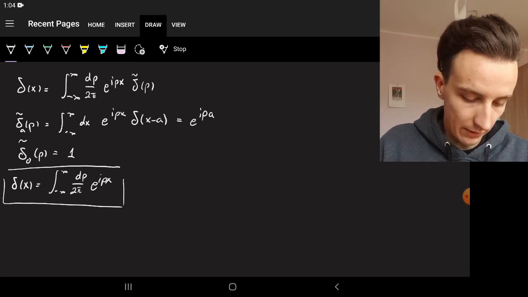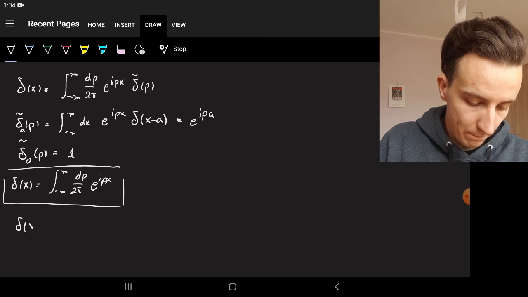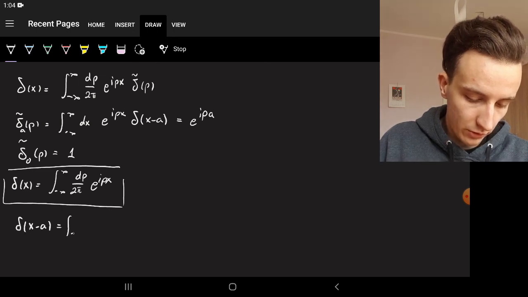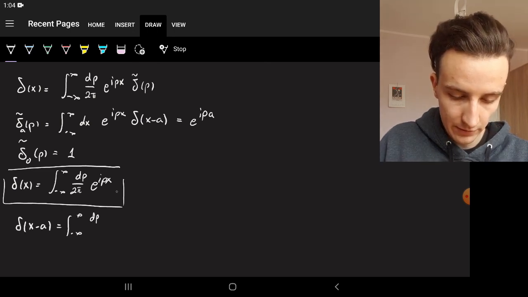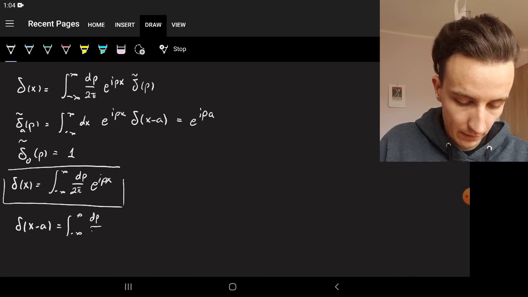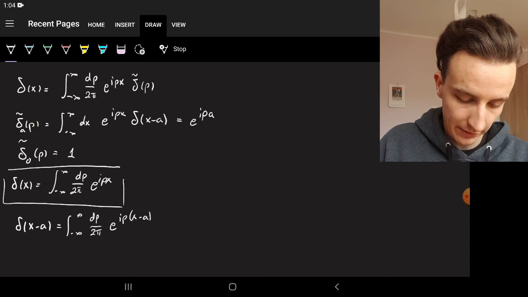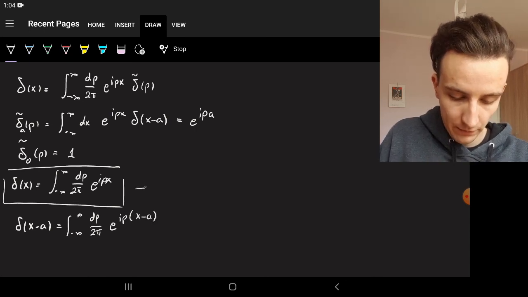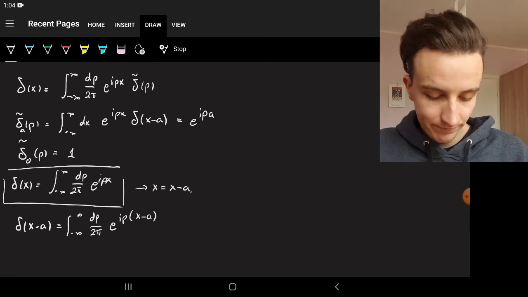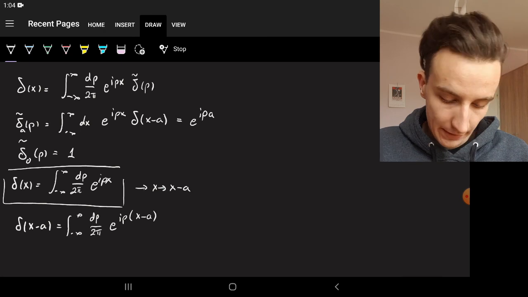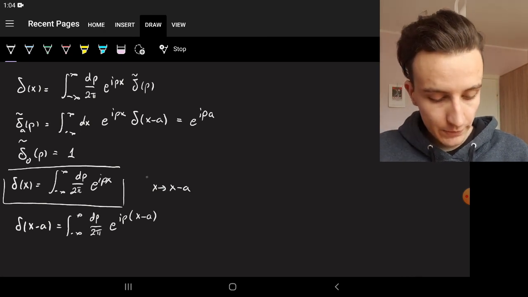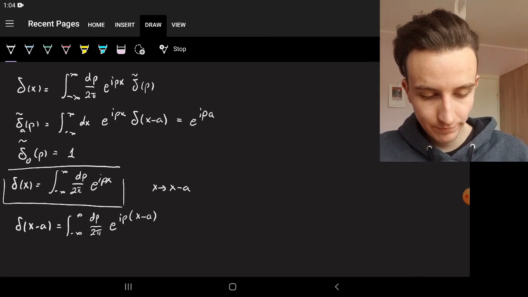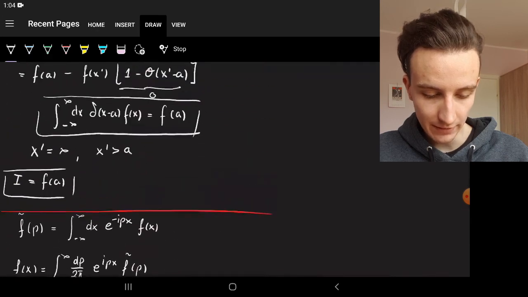And if we wanted delta of x minus a, of course, all we need to do is include this e to the ipa. So e to the ip times x minus a. I mean, this is a clear substitution, right? All you did here was say x goes to x minus a. There you go. So it's the Fourier transform, and this little integration by parts.